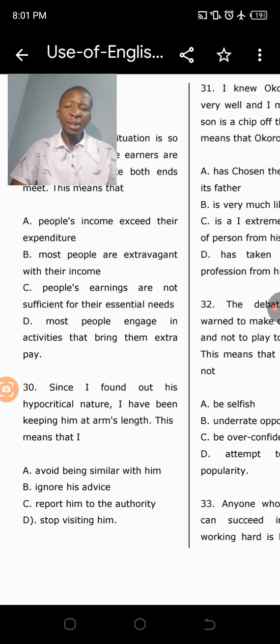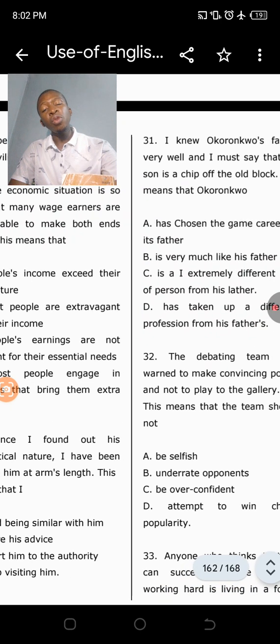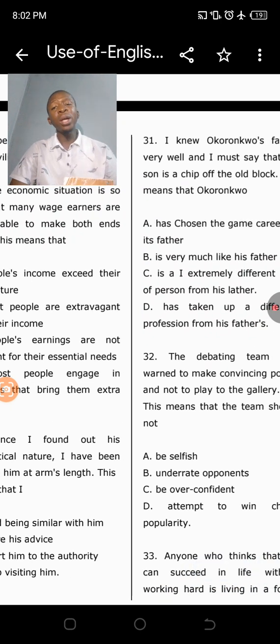The question states that since I found out his hypocritical nature, I have been keeping him at arm's length. This means that I avoid being familiar with him. It is not B, it is not C, and it is not D. The answer is A, avoid being familiar with him. Now, when you talk about keeping one at arm's length, it simply means to keep a distance, not to allow that person to be close to you.